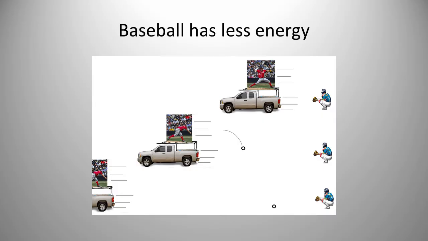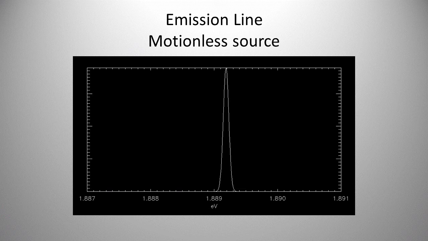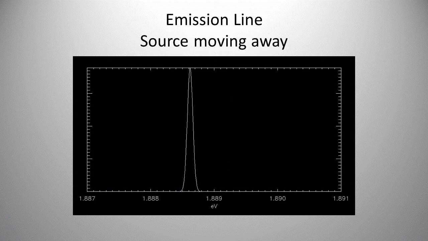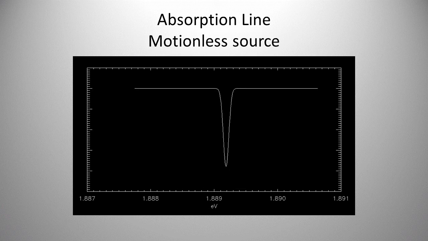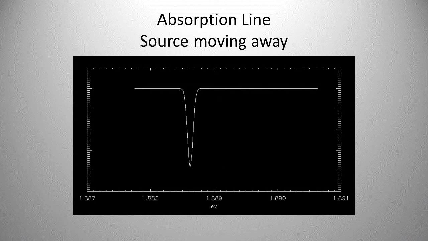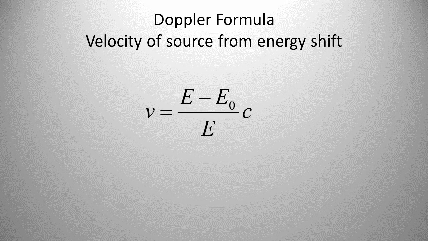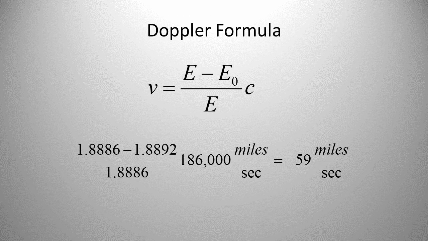Now picture someone on the back of a pickup truck throwing a ball at you as they speed away. Not a lot of energy in that ball. So an emission line from something moving away gets shifted to lower energy. And an absorption line from something moving away also gets shifted to lower energy. And the same formula still works. The energy difference will now be negative, so the velocity is negative, away from us. So if we measure that line at only 1.8886 eV, that means that it's going away at 59 miles a second.